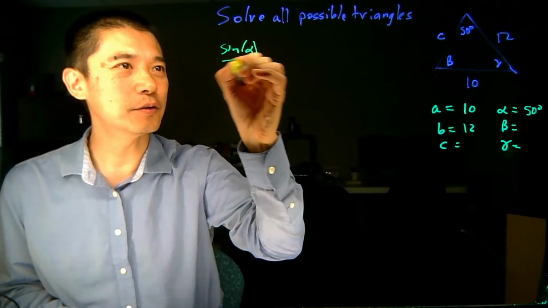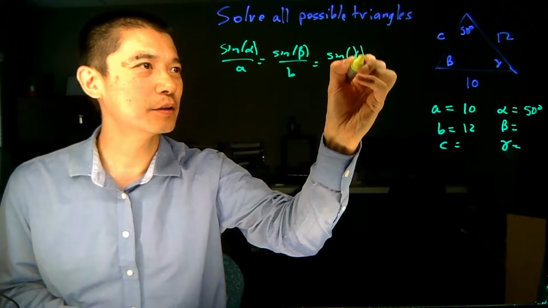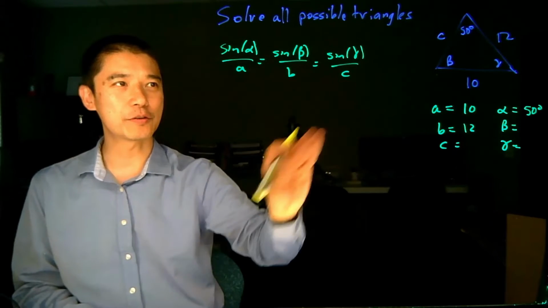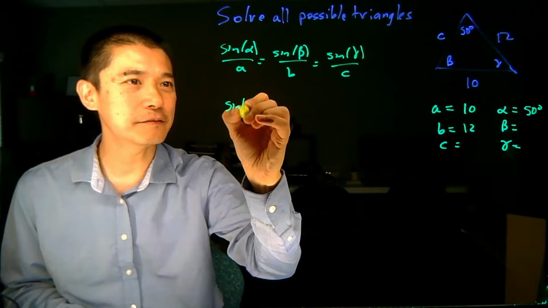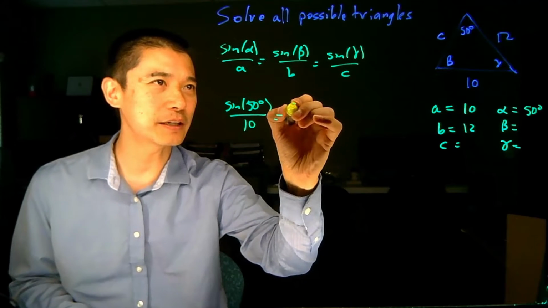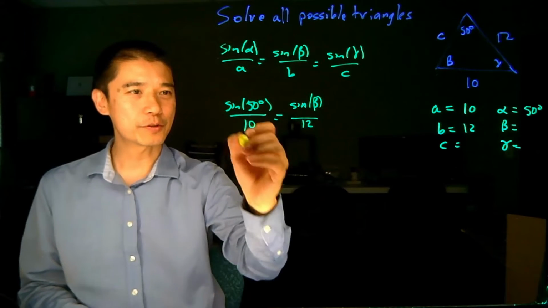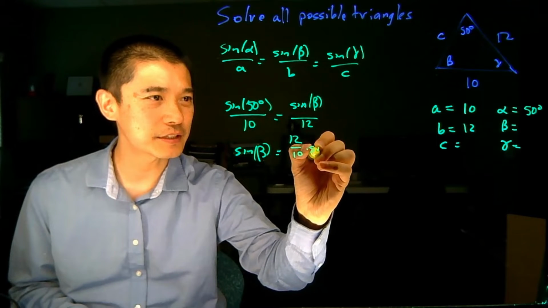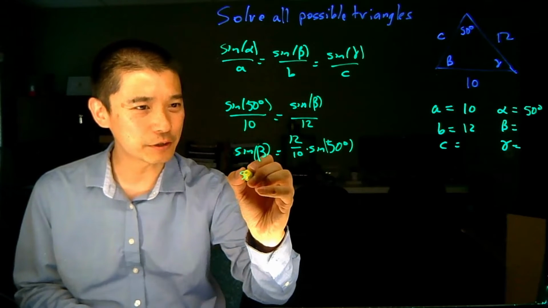So we'll set this up the same way as we did before. Sine of alpha over A equals sine of beta over B equals sine of gamma over C. In this case, the C and the gamma are the unknown values, and so that fraction is not helpful to us, and so we'll work on the first two. Sine of 50 degrees over 10 is equal to sine of beta over 12. So if we solve, the sine of beta is equal to 12 over 10 times sine of 50 degrees.